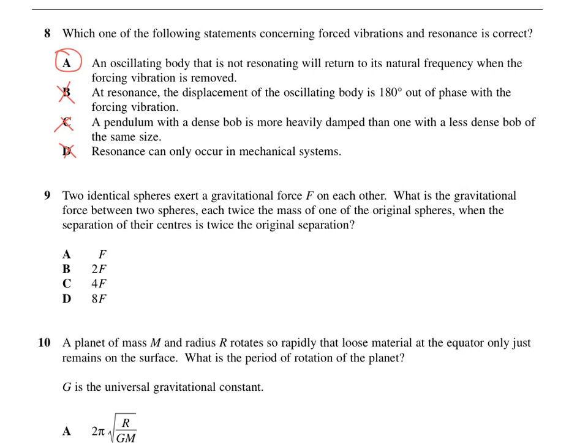9. Two identical spheres exert a gravitational force F on each other. What is the gravitational force between the two spheres each twice the mass of one of the original spheres when their separation of centres is twice the original? So we've got two spheres, each exerting a force F, and we know the force would be GMm over r squared.